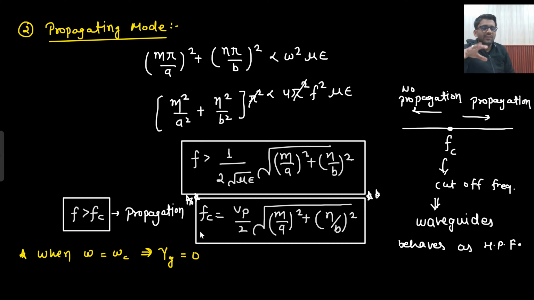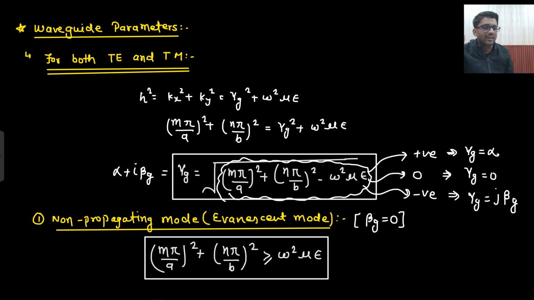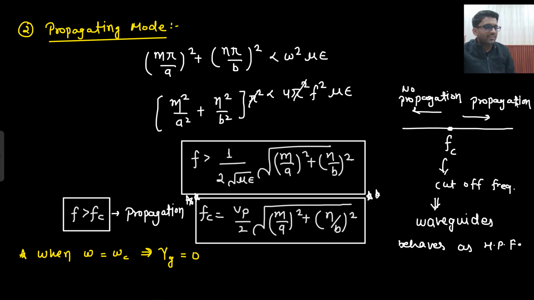Yeah, so what we have seen is the formula of cutoff frequency. Now at cutoff frequency, you can write at f equals fc, or at omega equals omega c, your guided propagation constant gamma g will be equal to 0. Why is that so? Because for greater than fc there is propagation, for less than fc there is no propagation. That means here your gamma g is positive and here your gamma g is negative.